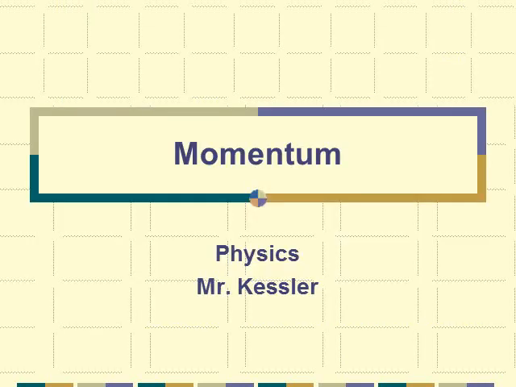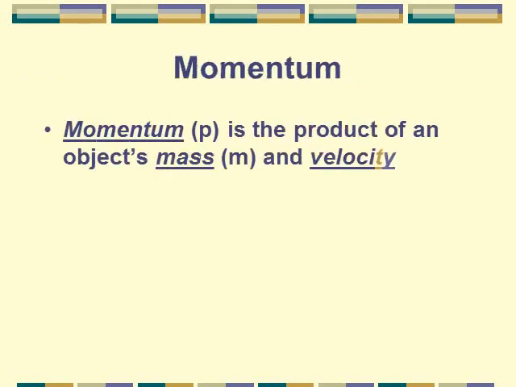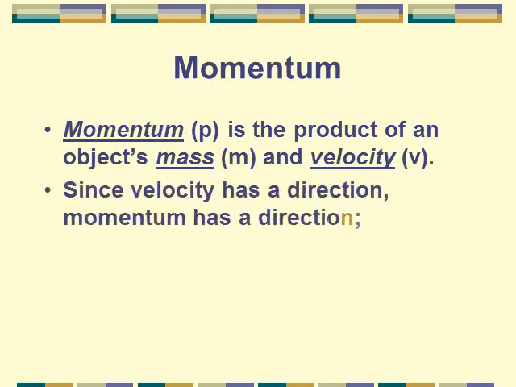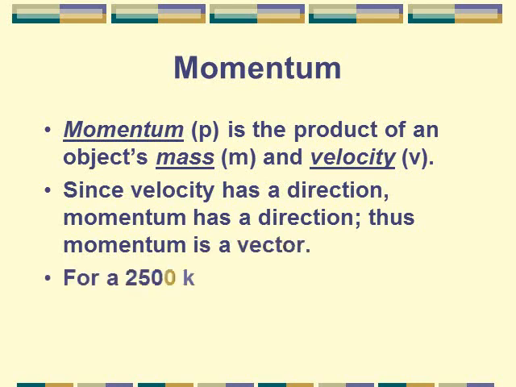All right, now we're going to talk about momentum. So momentum is the product of an object's mass and velocity. Mass is a scalar, velocity is a vector. Whenever you multiply a scalar and a vector, you always get a vector. So momentum itself is going to be a vector also, which means whatever direction the velocity is, the momentum is going to be that direction as well. Since the velocity has a direction, momentum has a direction, thus it's a vector.